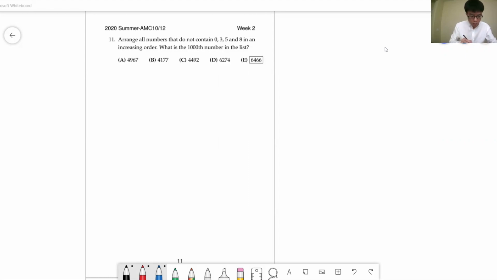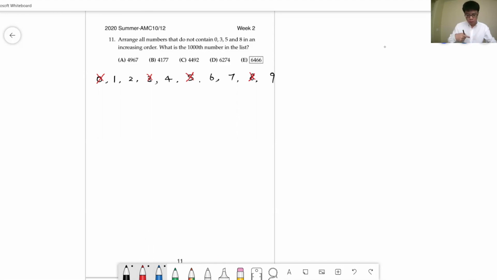So let's consider all digits. Let me list all digits. 0, 1, 2, 3, 4, 5, 6, 7, 8, 9. Okay, we have totally 10 digits. And here we cannot use these 4 digits. Let me cross these 4: 0, 3, 5, and 8. So we have 6 digits to use, right?